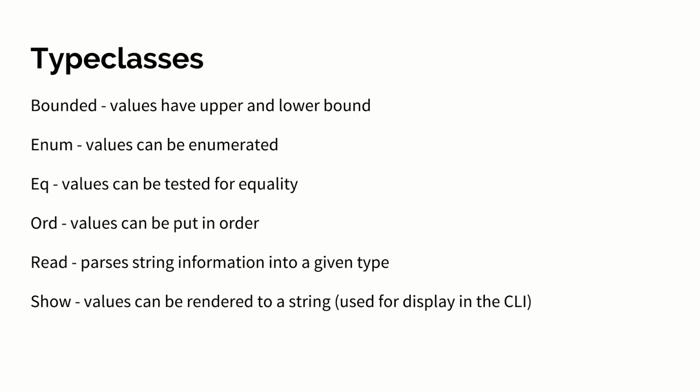The Read type class describes types that can have their values produced by parsing a string in some way. The Show type class describes types that can have their values rendered to a string. Specifically, this is used for displaying things in the command line interface.